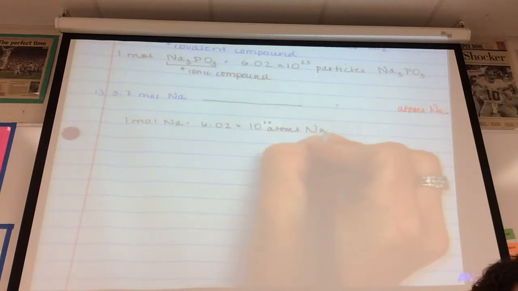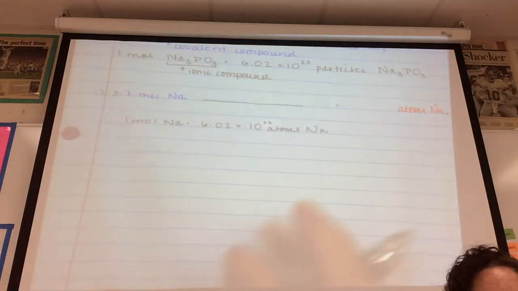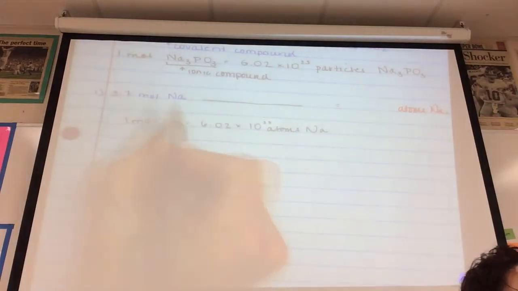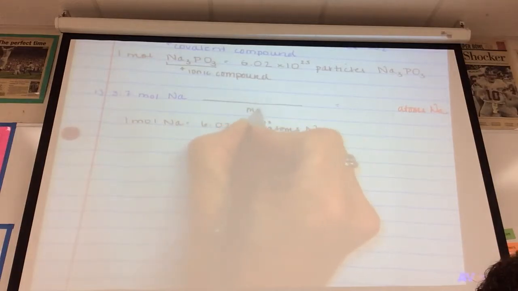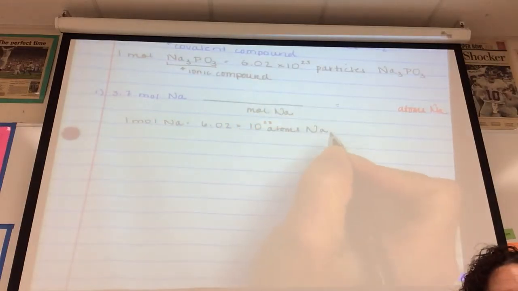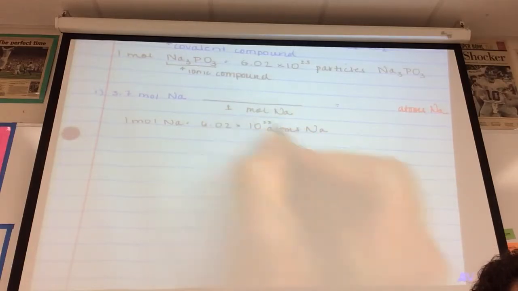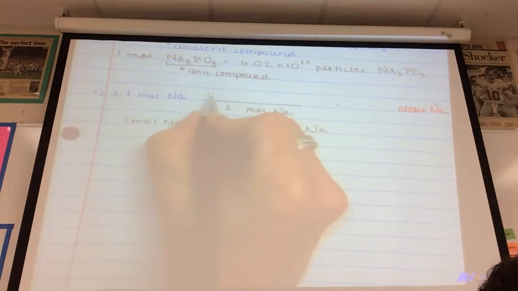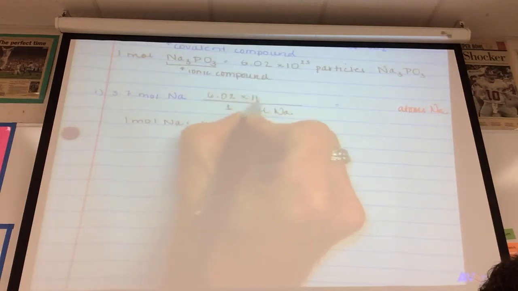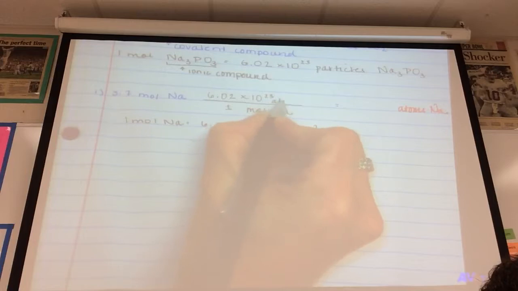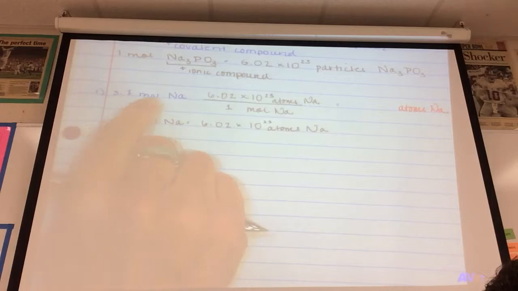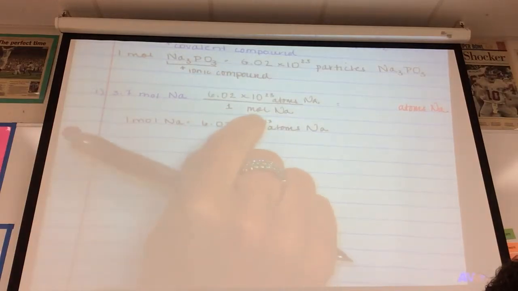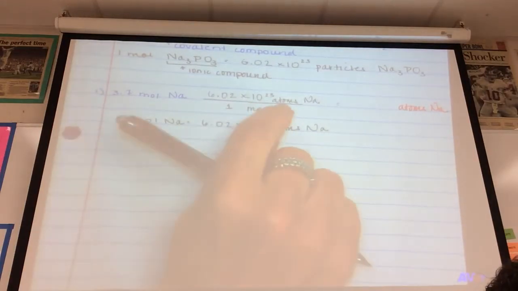So that's my equivalency, and the only thing I need to do is figure out what goes where. My unit here is moles of sodium, so that means I need moles of sodium here. The number before moles for this chapter will always be 1. Avogadro's constant is going in the numerator. That's what I want to get to. And you will notice that I always have a number, a unit, a substance.